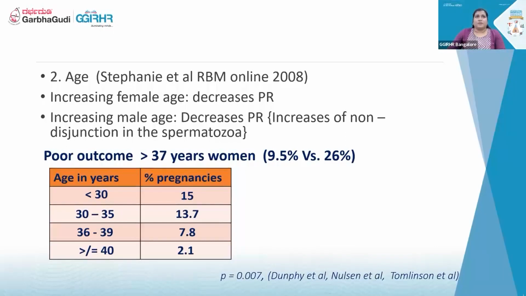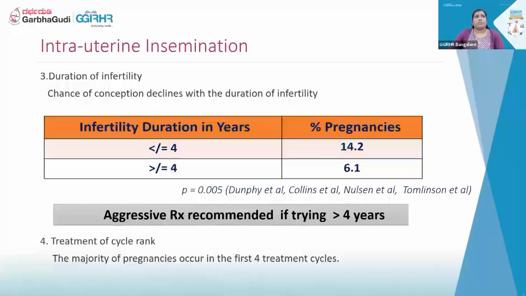If the age of the woman is more than 37 years, it is shown that there is a drastic decrease in pregnancy rates. Here in the table, you can see less than 30 years, the chances of clinical pregnancy rates on an average is around 15%. 30 to 35, it is 13.7%. 36 to 39, it falls drastically to 7.8%. And after 40, it is just 2.1%, which is very less.